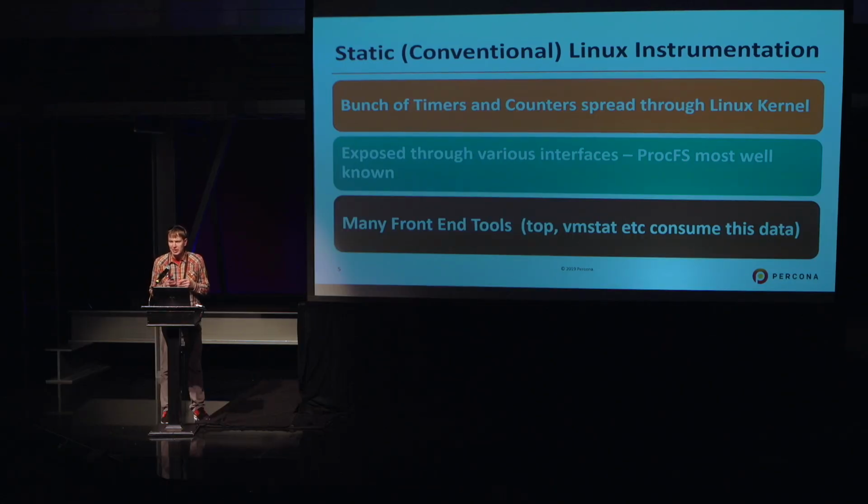If you think about how the Linux kernel was instrumented and implemented before eBPF, there was a bunch of counters and timers sprinkled around the kernel space, which include various counters that then get exposed through various vehicles. The most well-known one is procfs, right? And then you can use various front ends, such as vmstat, top, iostat, which read those counters, format them, do some math, and expose that to you.